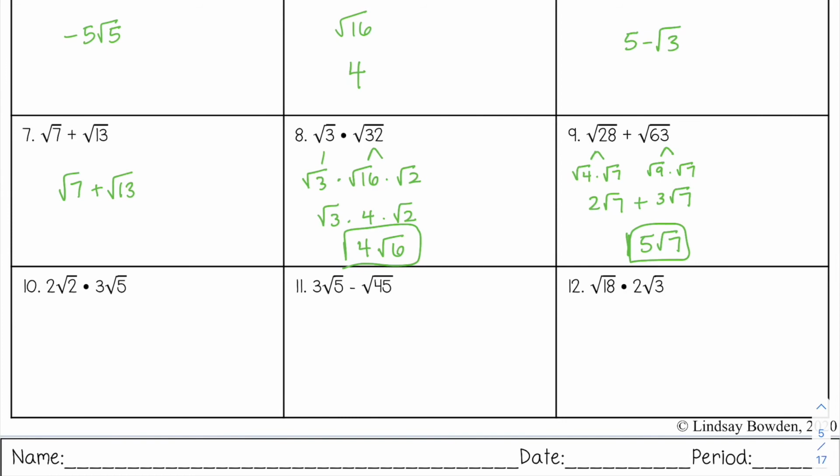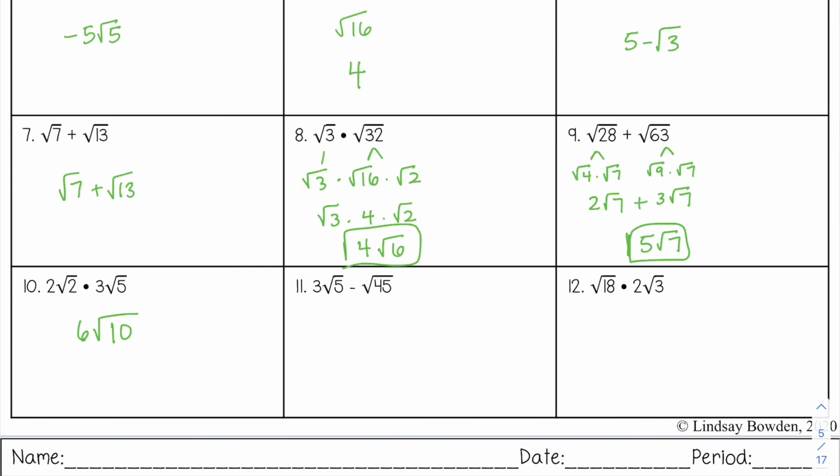All right, number 10. So I'm going to multiply the numbers on the outside and then also the radicands. So 2 times 3, that's 6. 2 times 5, that's 10. Make sure we can simplify that. Square root of 10, that's as simple as I can go. So that's my final answer.